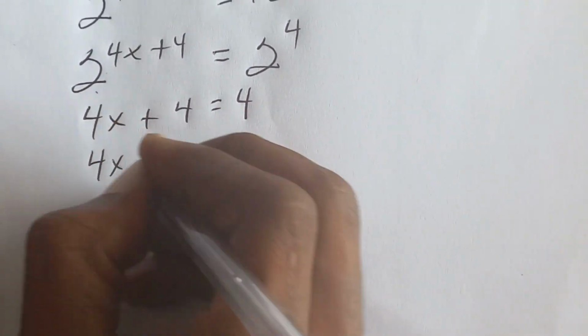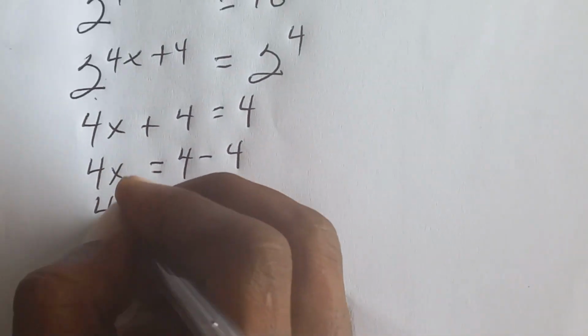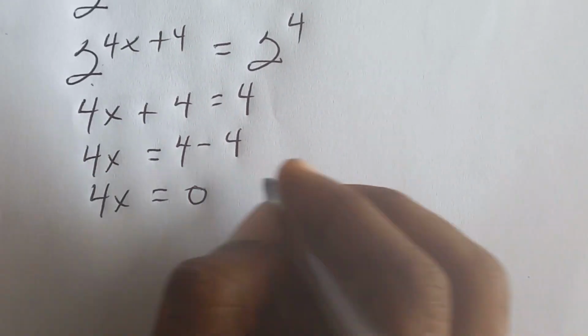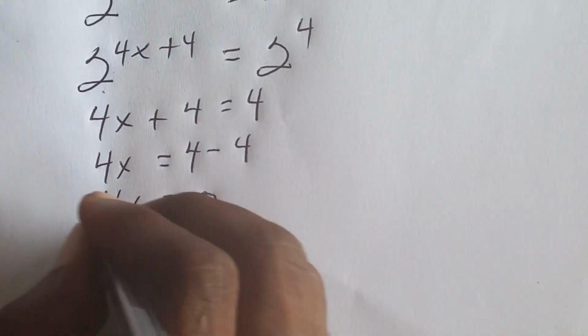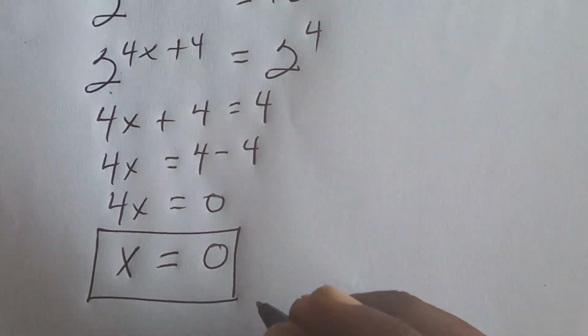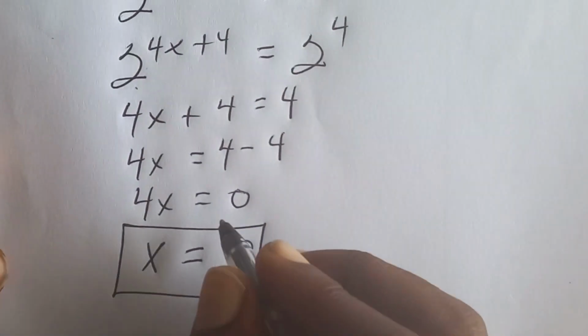So 4x is equal to, this will convert to 4 minus 4. So 4x is equal to 0. Divide both sides by 4. So we have x is equal to 0. Okay. Now let's check to see whether x is equal to 0 satisfies the expression.